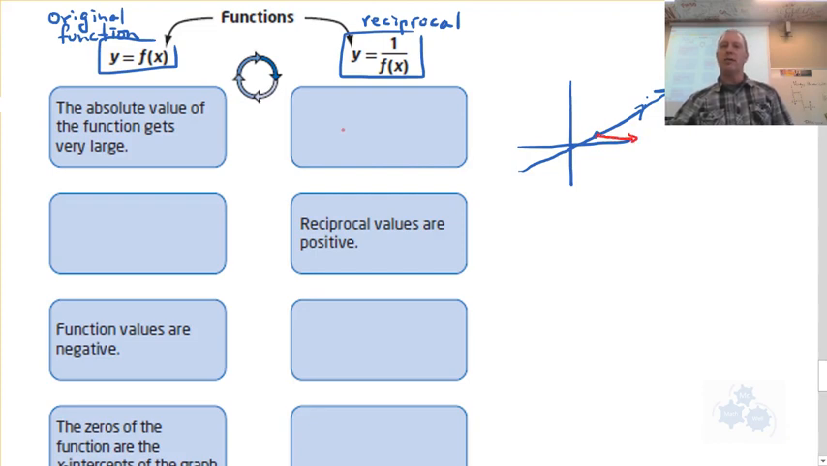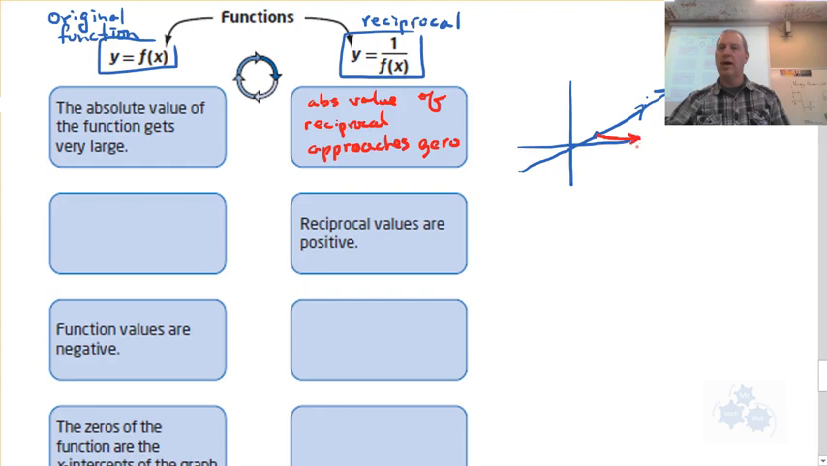So what goes in this box? The absolute value of the function gets larger. Absolute value of the reciprocal approaches 0. So it's just like this. It kind of comes towards the y equals 0 line, but doesn't touch it, and it doesn't cross it. Yeah, that's probably what you meant. But there technically is, for most, no x-intercept for the reciprocal. Because remember, 1 over 0.